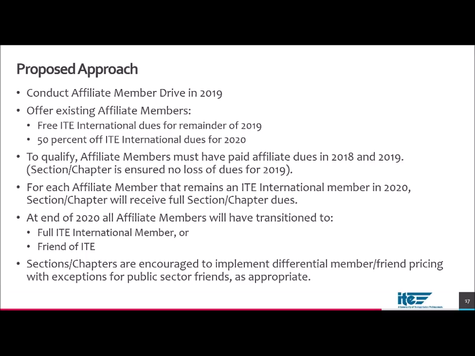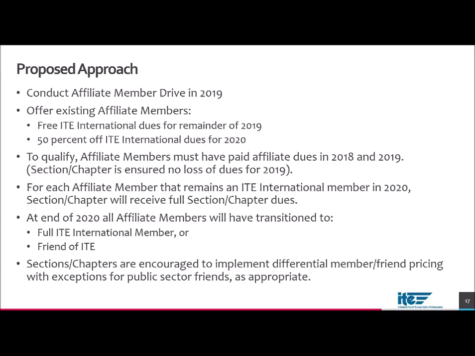In 2020, they would pay 50% of their international dues, and by 2021, they would be at full member status and pay full dues. Through that period, even in 2019 where they paid no dues, and in 2020 where they paid 50%, ITE would pay the full portion of section dues back to the section. So the section would be getting their full portion of dues back, even though those members aren't paying their full dues. And so hopefully that would incentivize a significant number of people to sign up and become full members.